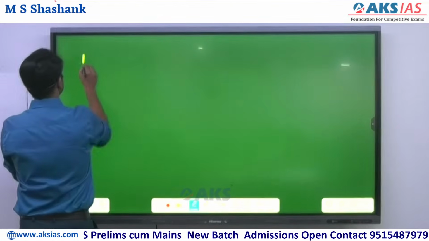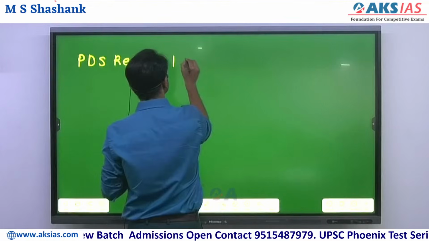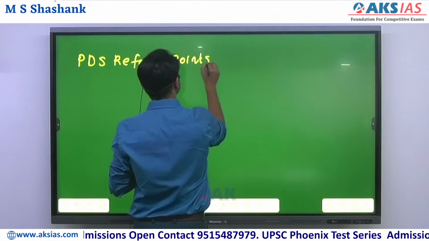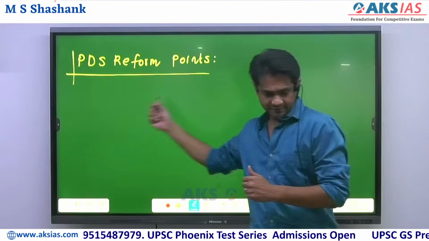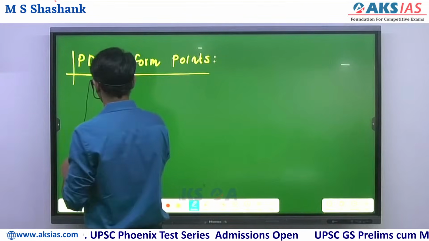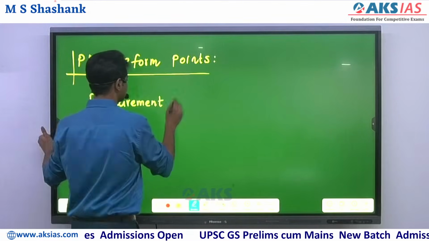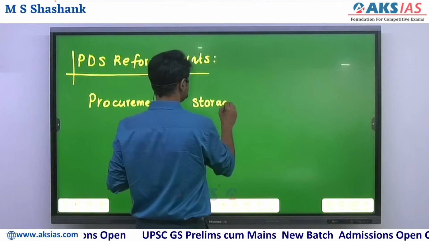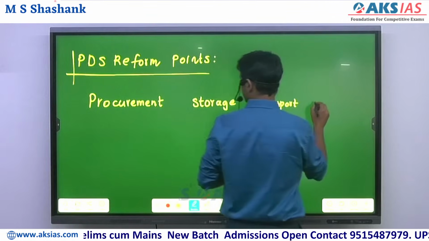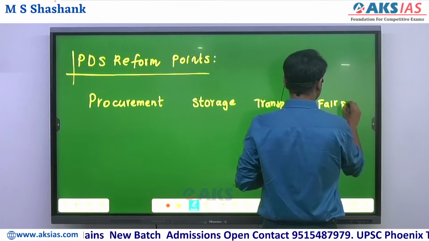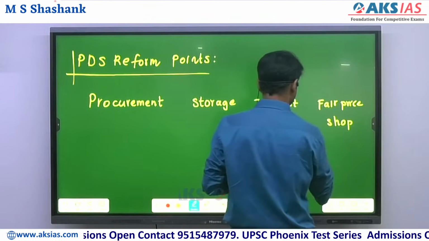This is for PDS reform points. Let's say you are short of time or it's a 10 marker. PDS reform. Write like this vertically, okay? Horizontally: procurement, storage, transport, fair price shop, then beneficiary.